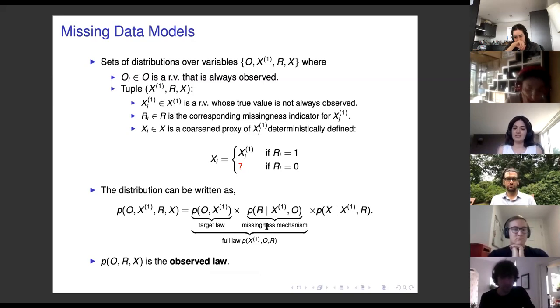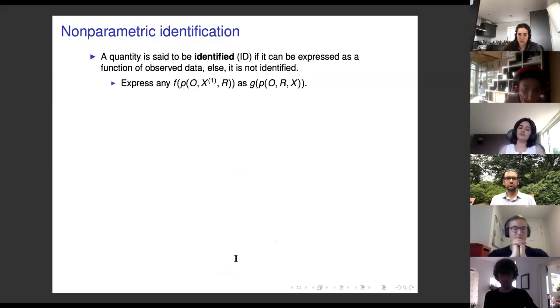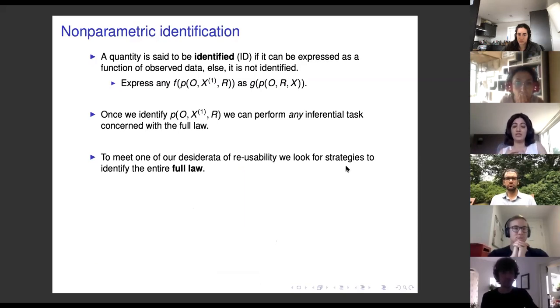And what we really observe in practice is a coarsened version of the full law, where we don't really see the counterfactuals, we only see a coarsened version of them, or proxies. So what we have is really a distribution over the observed variables, the indicators, and the proxies. And what we mean by identification is that we say a quantity is identified if it can be expressed as a function of observed data. If we can identify the full law, then we can perform any inferential task that is concerned with the full law. It aligns with the reusability condition that I just mentioned, so it's a good target to look at for the purpose of identification.